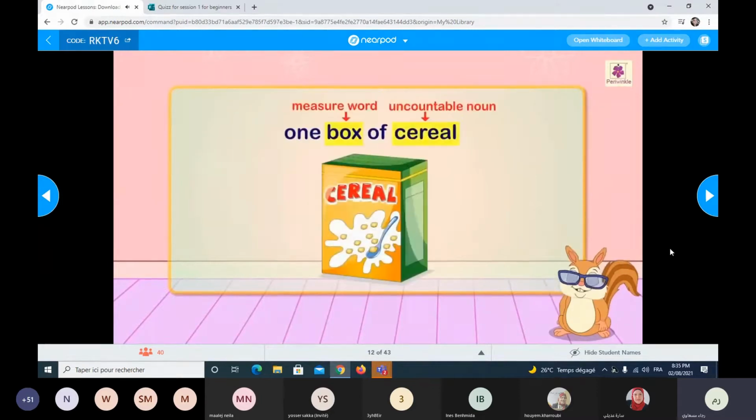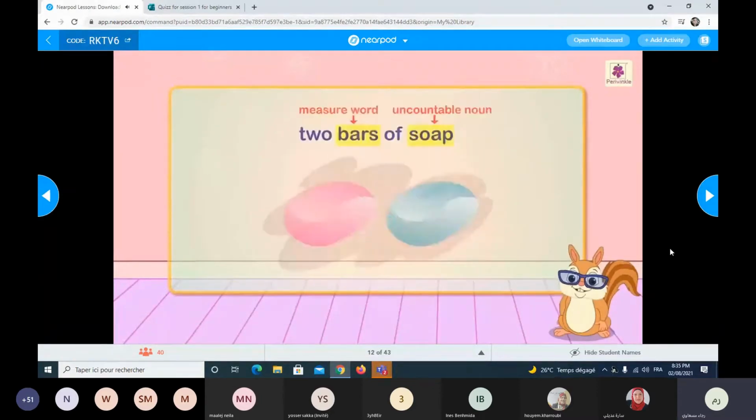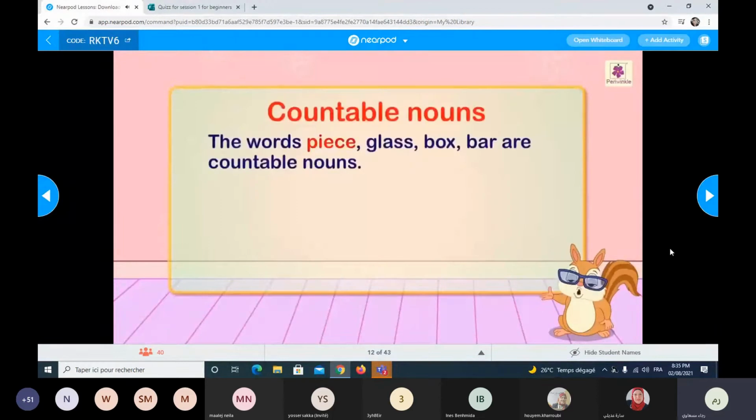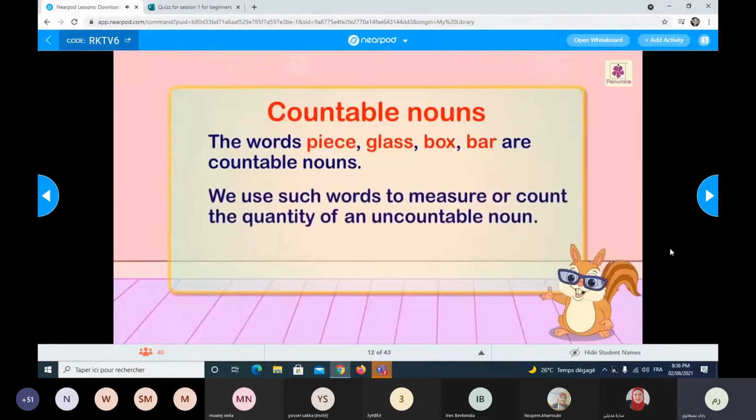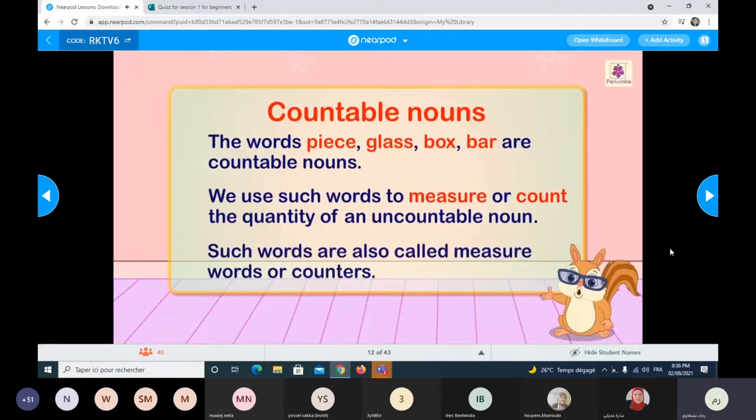The words piece, glass, box, bar are countable nouns. We use such words to measure or count the quantity of an uncountable noun. Such words are also called measure words or counters.